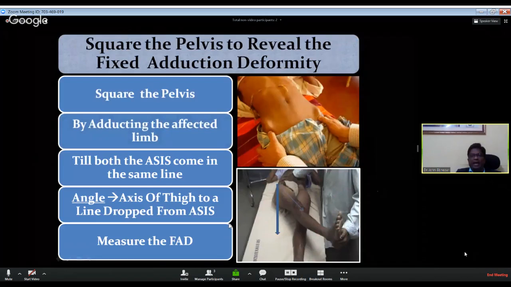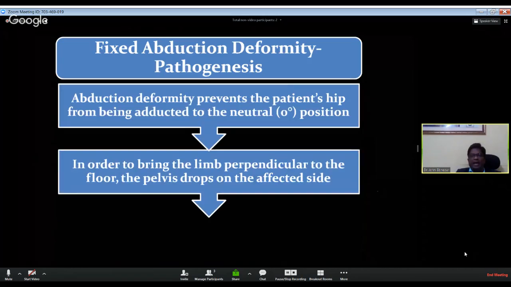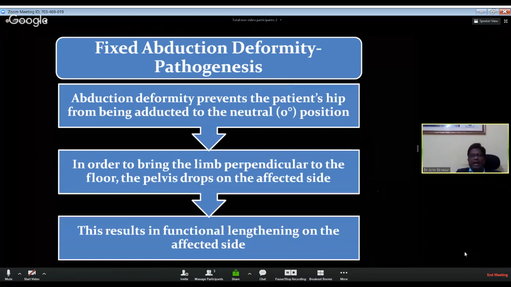Now, fixed abduction deformity pathogenesis. Abduction deformity prevents the patient's limb from being adducted to the neutral position in order to bring the limb perpendicular to the pelvis, so the pelvis drops on the affected side. This results in functional lengthening on the affected side. That means it is opposite to the adduction deformity.